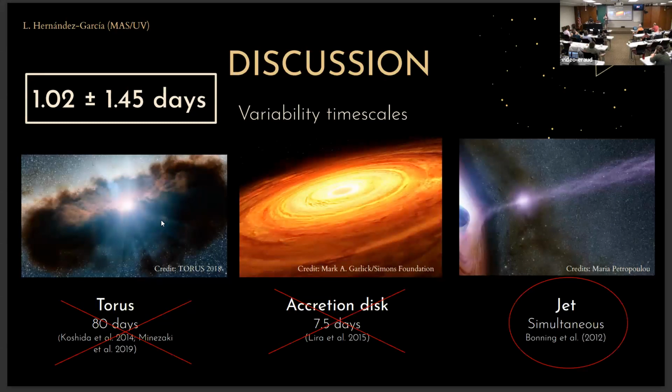Another thing that we did was to compare the time delay that we obtained from the cross correlation with theoretical expectations, to see whether the infrared was coming from the torus, the accretion disk, or the jet. And the time scales that we obtained for the mass and the accretion rate of this source were compatible with the infrared emission as well as the optical coming from the jet.